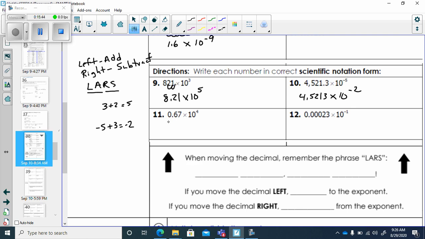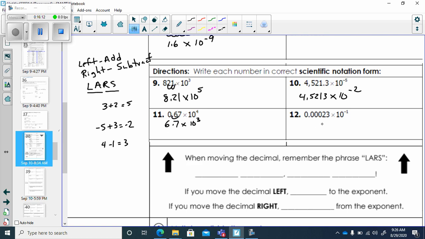How about this one? It needs to be 6.7 to satisfy the fact that this needs to be greater than or equal to 1, but less than 10. Okay, now I have moved this decimal 1 place, right? And I moved it 1 place right. If I move right, I subtract. So 4 minus 1 gives me 3. 6.7 times 10 to the 3rd.